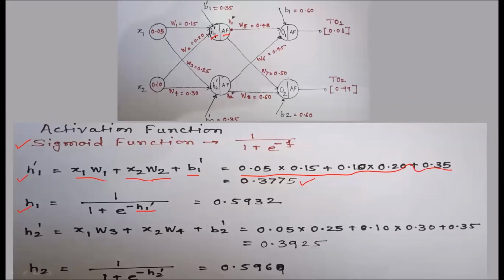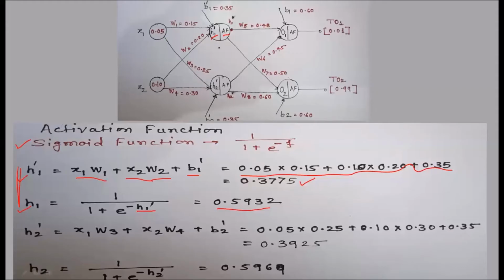H1 dash is the input to this activation function. So simply substitute the value of H1 dash here, and you will get the value of the output at hidden node H1. I think you have understood this. It is very easy, and you have used this formula for the XOR gate calculation, that is a feed forward network. We are solving a feed forward network only up till now.